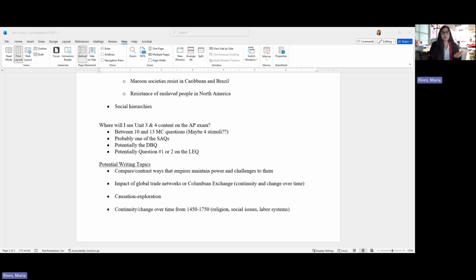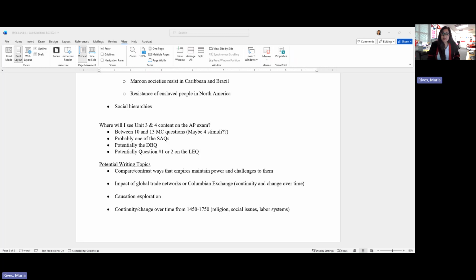So I would say it will maybe be 4 sets of stimuli questions in the multiple choice section. It could be the topic of an SAQ. It could potentially be the DBQ topic, and we have not had a DBQ over units 3 and 4 in a long time. Our most recent DBQs have been 1750 to the present. So it could be the topic of a DBQ this year, which is 2025, 2026.